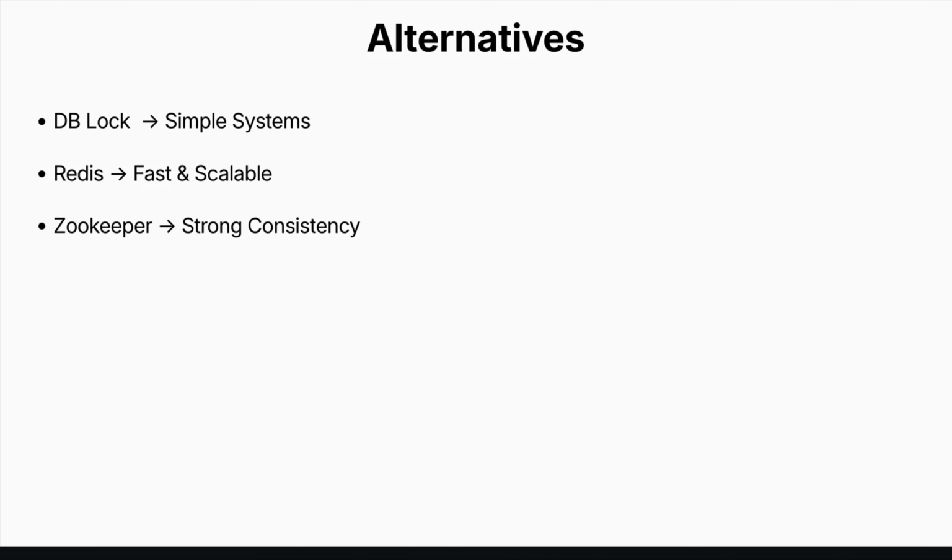Now, what are the other locking options? Redis is not the only option. As I said, databases can also provide locks using transactions. Zookeeper also provides very strong consistency guarantees. The choice depends on performance and consistency needs.